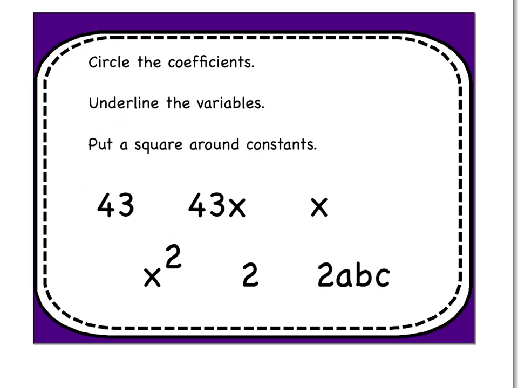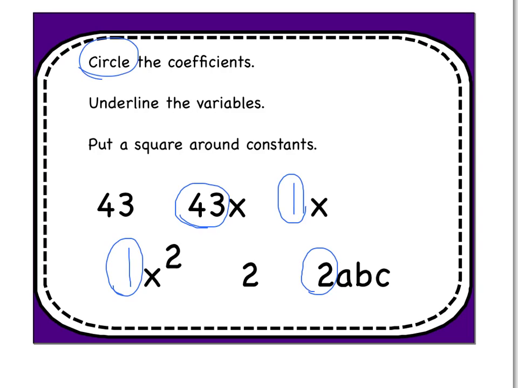Here it says circle the coefficients. Remember, coefficients are numbers in front of variables. So we've got to circle those. The number in front of the variable is 43. Here, it doesn't look like there's a number in front of the variable, but it would be a 1. The next one, it doesn't look like there's a number in front of the variable, but there's a 1. And then over here we have 2 ABCs. So we have circled our coefficients.